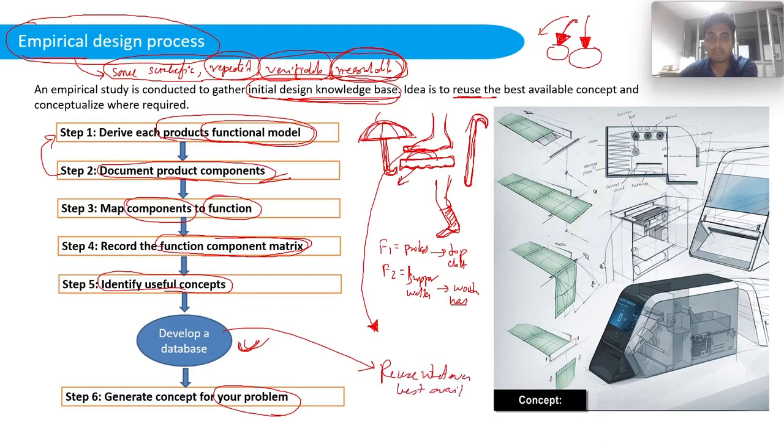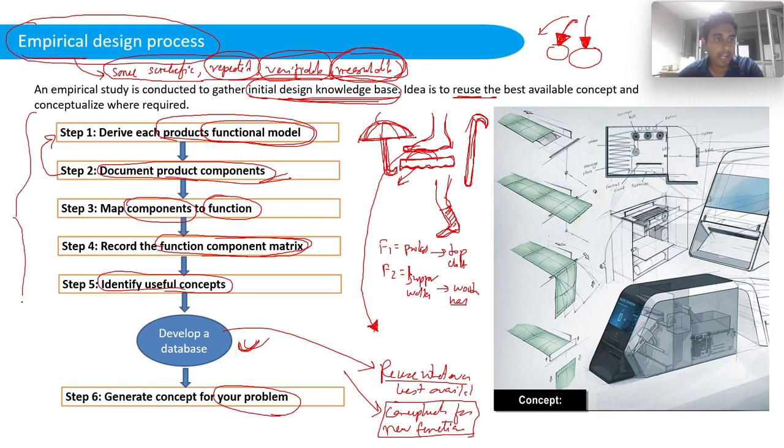So you do not have to reinvent the wheel, and you just concentrate on those aspects of your conceptual design which are not met yet through existing designs. So conceptualize for new functions. For those functionalities where there are existing solutions available and which are already efficient, then reuse those concepts. Clear. So that's how the empirical design process is done.